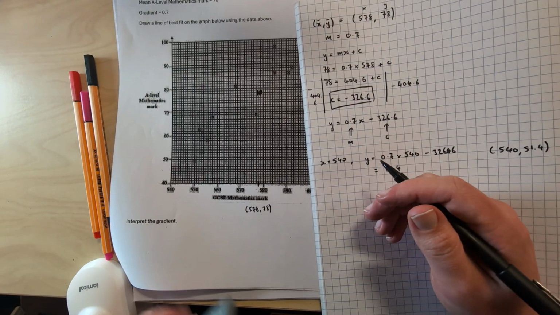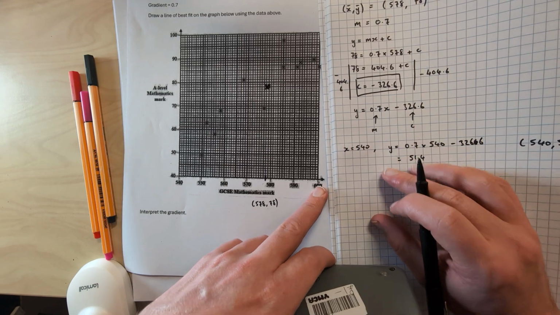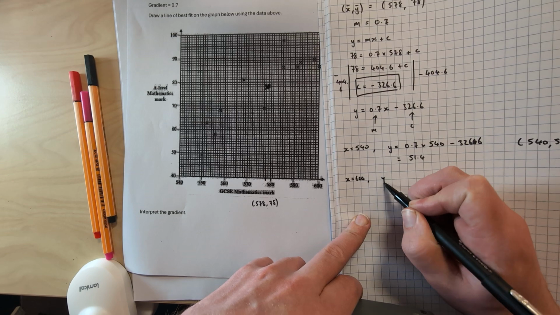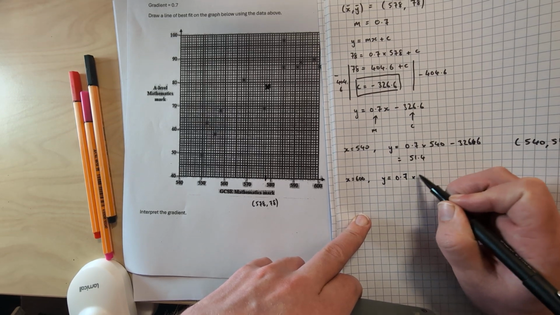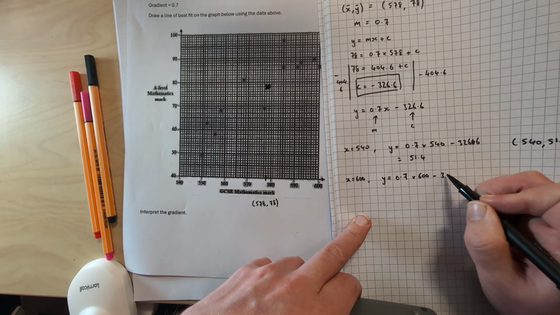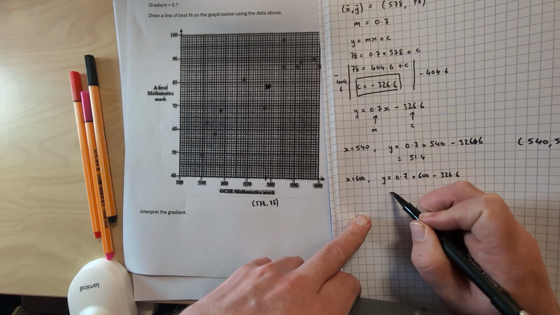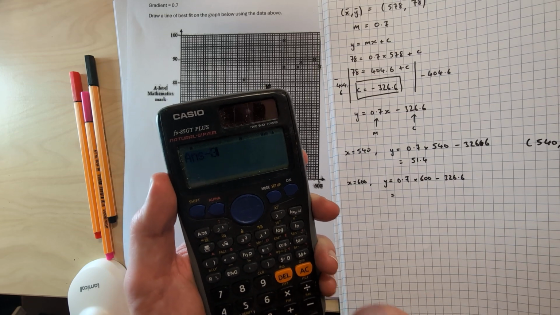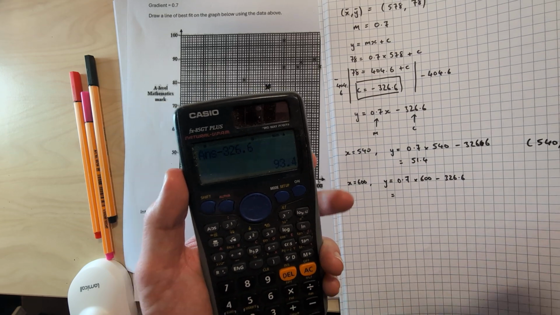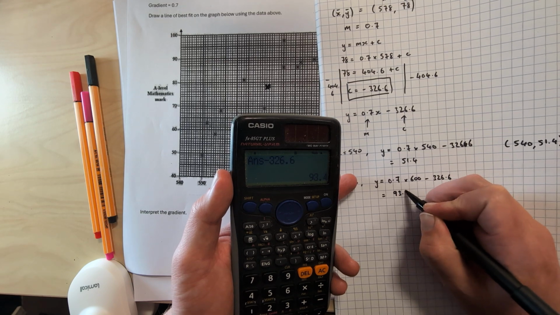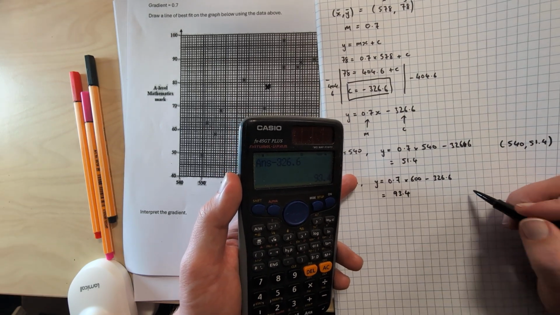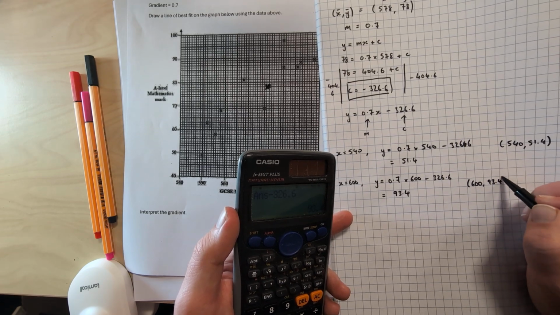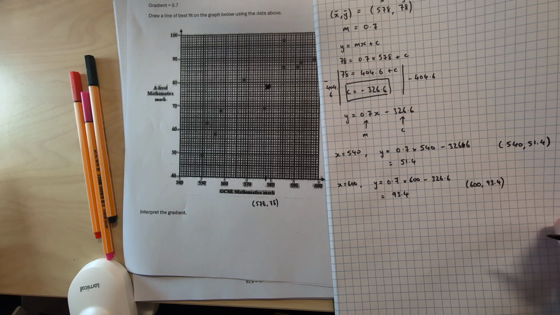And then my second example for x will be the right-hand extreme, which is 600. So let's do x equals 600. y is equal to 0.7 multiplied by 600 minus 326.6. So 0.7 multiplied by 600 minus 326.6 is 93.4. So my second point will be 600, 93.4. So now I'm going to plot those 2 points.